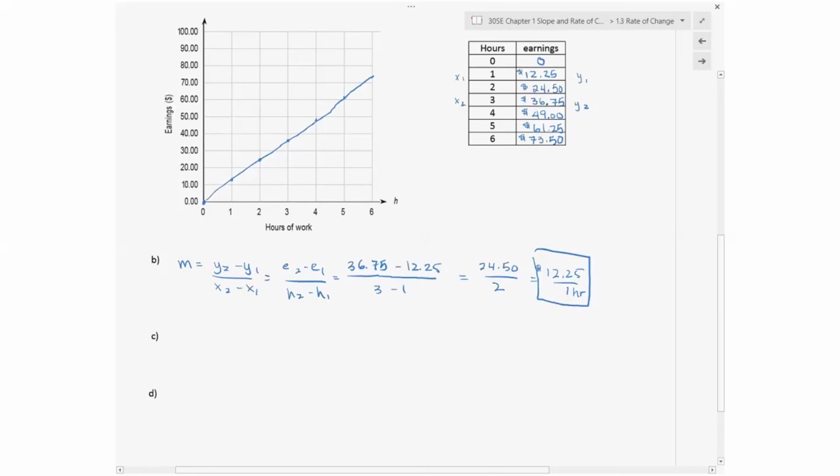How much will Willard earn in 7 hours? Well, he's earning $12.25 in 1 hour. How much would he earn in 7 hours? You cross multiply, you'd just be 7 times 12.25 divided by 1. We don't need to do that, but 7 times 12.25, and we would get that he's earning $85.75.